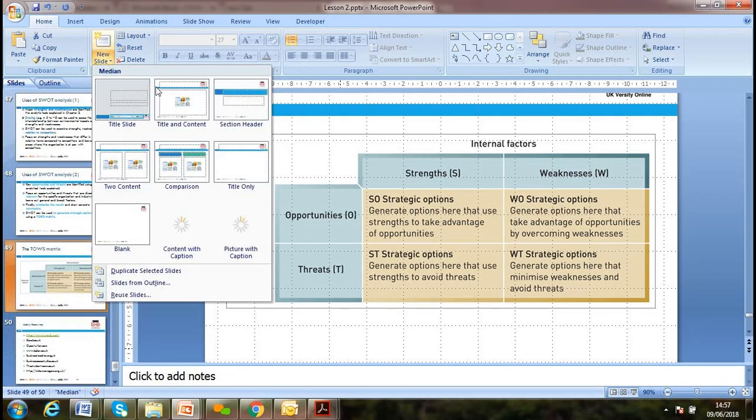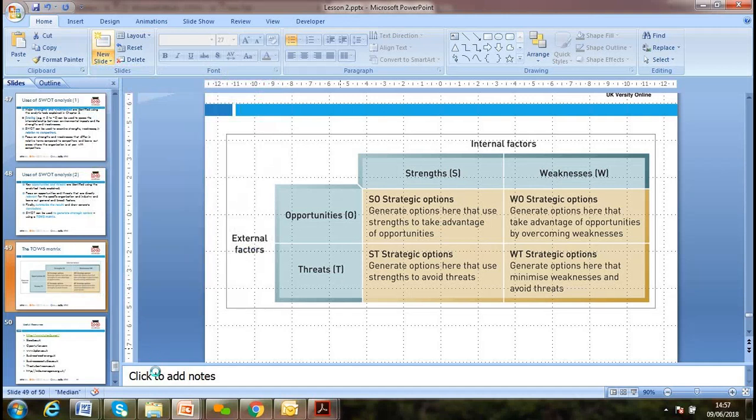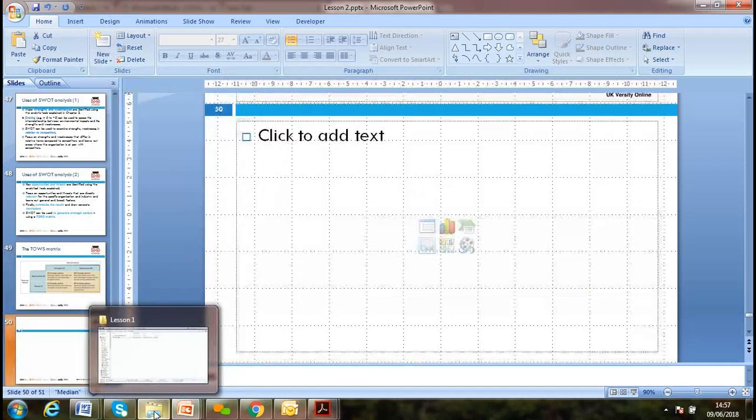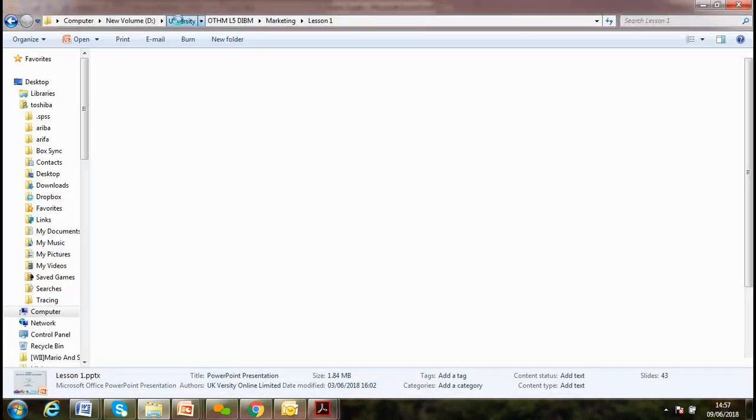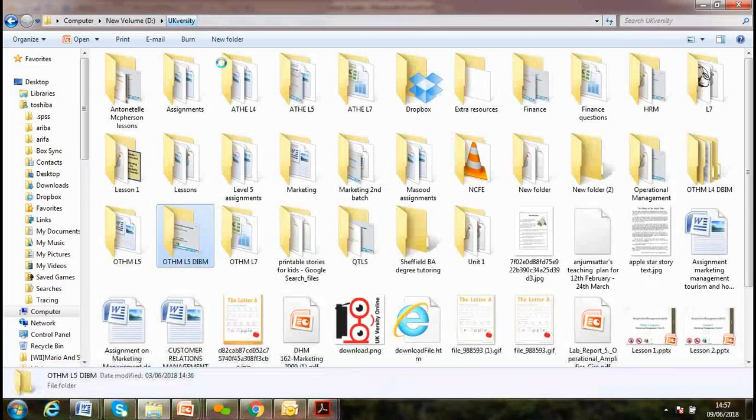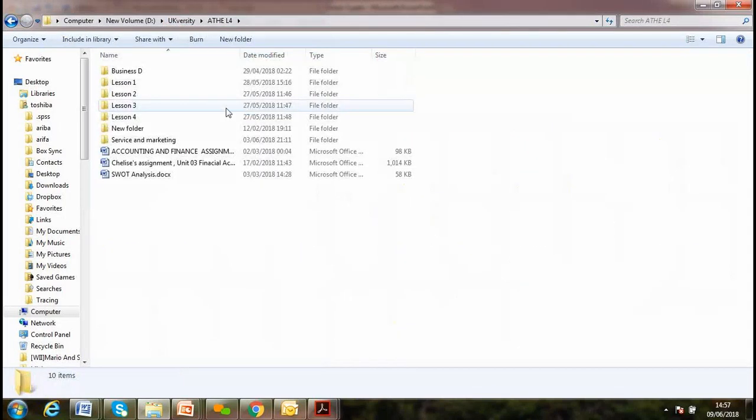Okay, next we're looking at segmentation. What is meant by segmentation? Separation. Segmentation means dividing the total market.